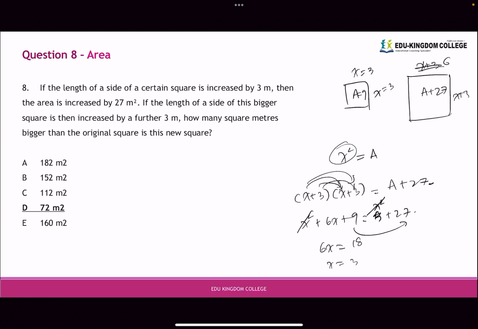So the new side should equal 6, and the area, does 6 times 6 equal 36? Yes, it does. So that's 27 more than the original area.